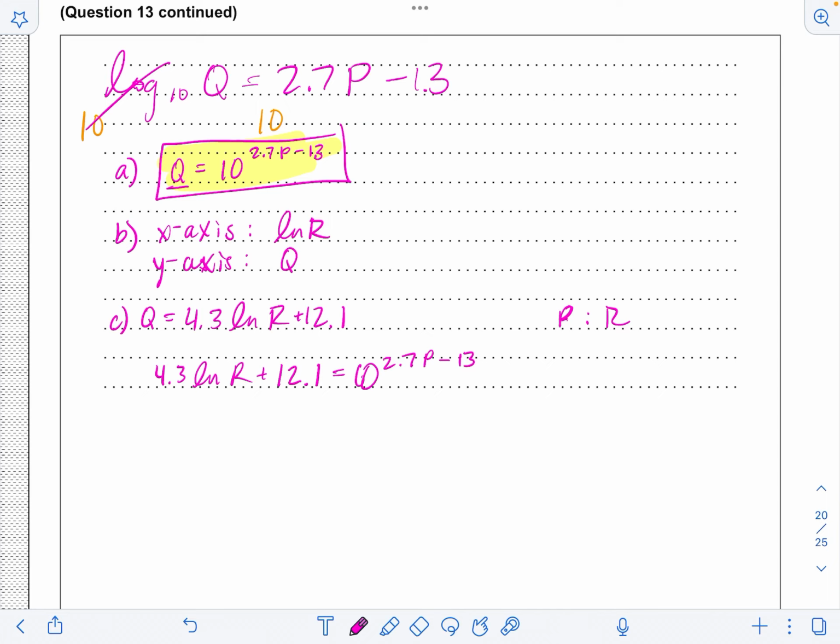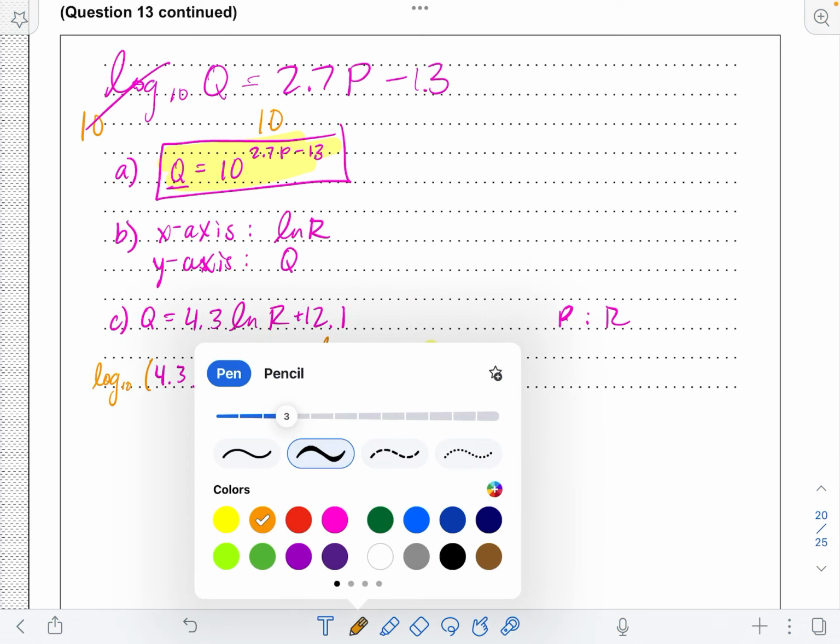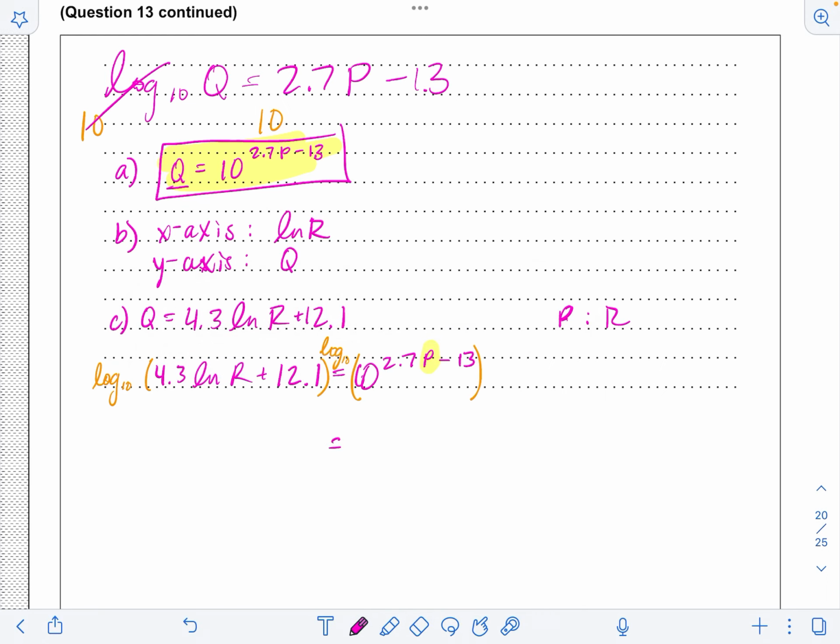This is pretty ugly. We've got a lot of work to do here, but let's think about what we want to isolate. We were asked to find an equation for p in terms of r, so we want to isolate p. So let's think of how to get p out of the exponent. In order to do that, we need to take the log base 10, the inverse operation of base 10, so it's log base 10 of both sides of the equation. On the right side, the 10 goes away, and we just have 2.7p minus 1.3.